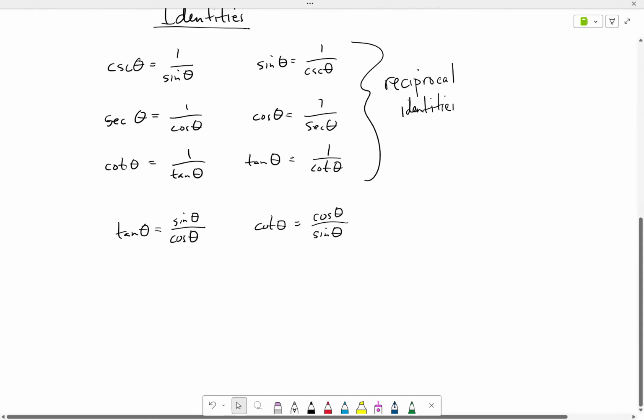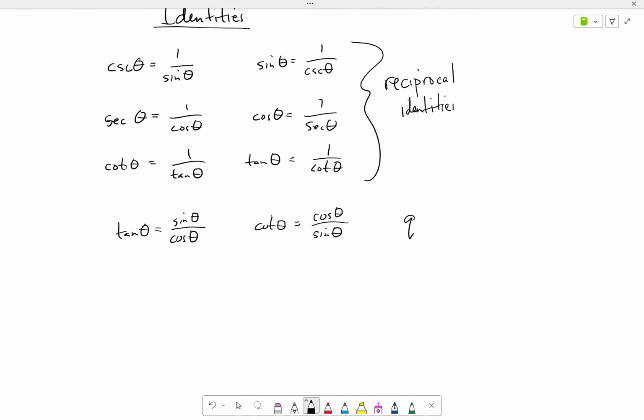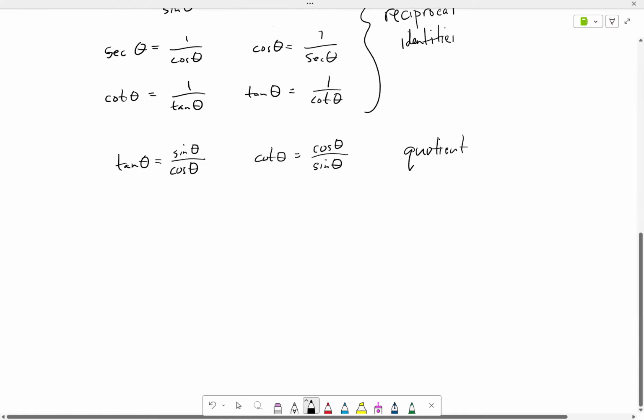These are not called reciprocal identities, although they are reciprocals of one another. These are called, starts with a Q, the quotient identities. It's not quadrant. It's quotient identities. Okay, this next one.